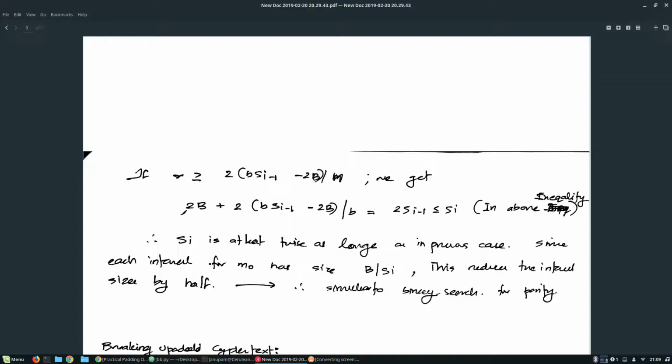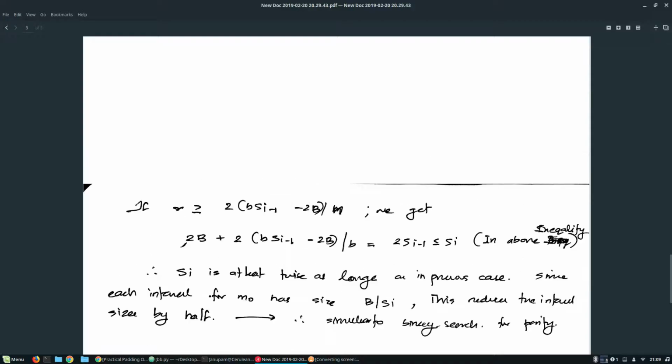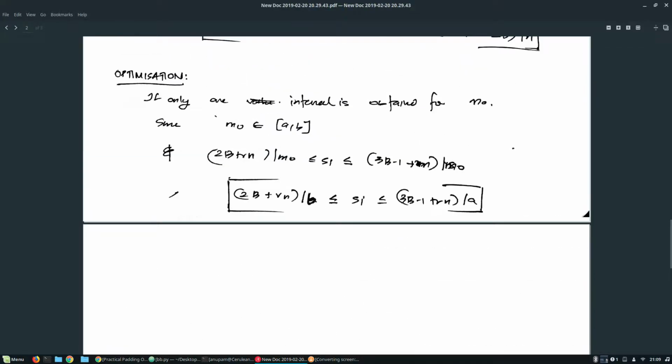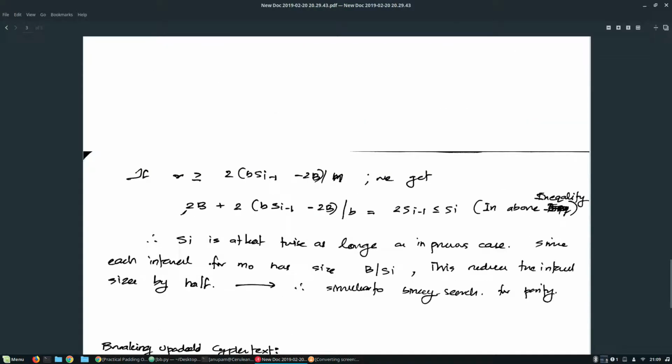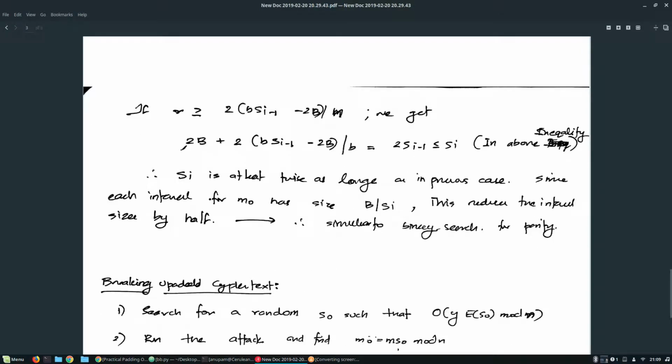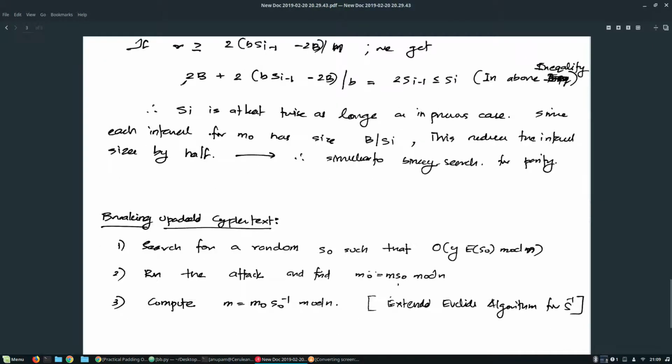So we basically narrowed it down to one of the halves, so it's going to be like a binary search. This is an optimization that we can bring into our code by substituting the value of r as 2 into b as i minus 1 minus 2b by n if we have only a single interval for m0. So we'll do that, and this is going to make it fast.